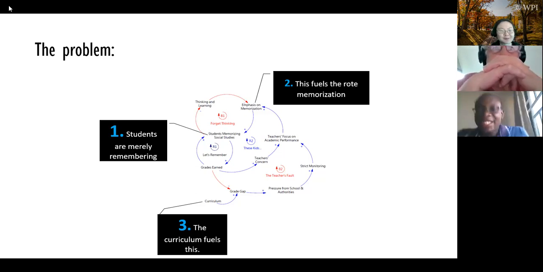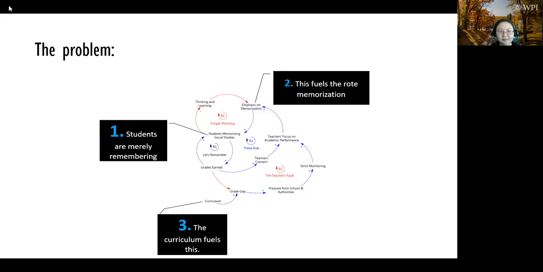Oh, back. Sorry for that. So I was just saying that our social studies curriculum is based on remembering facts, remembering problems, and students aren't thinking. You understand? So this causal loop diagram is my theory for what is actually happening. It's basically saying that the students are remembering social studies more.